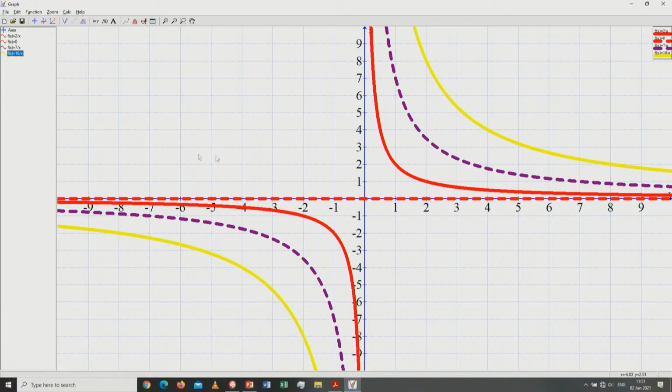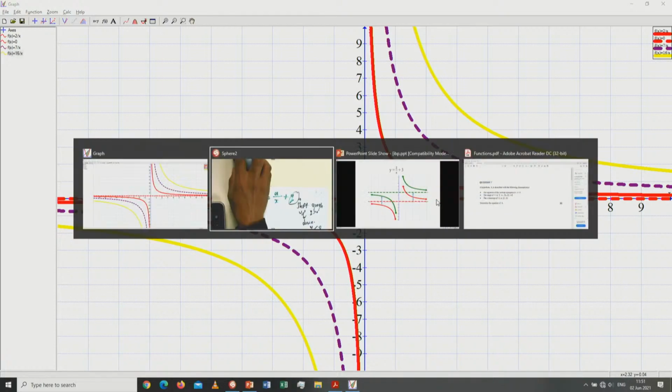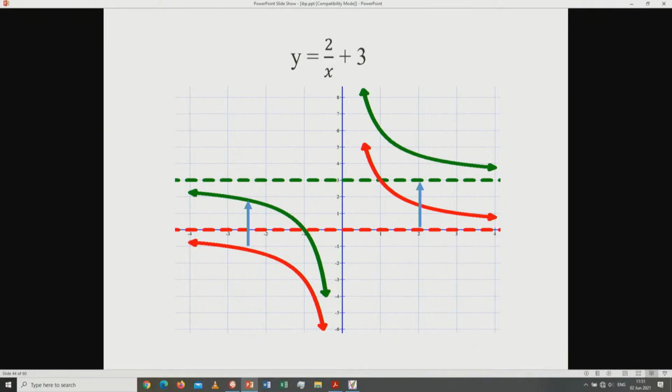Now, I mentioned that the graph will never touch the red line, the x-axis as well as the y-axis. What is the reason for that? These lines we call the asymptotes. This asymptote is a line that the graph will approach, but it will never touch. Then we call it the asymptote. Please keep that in mind.